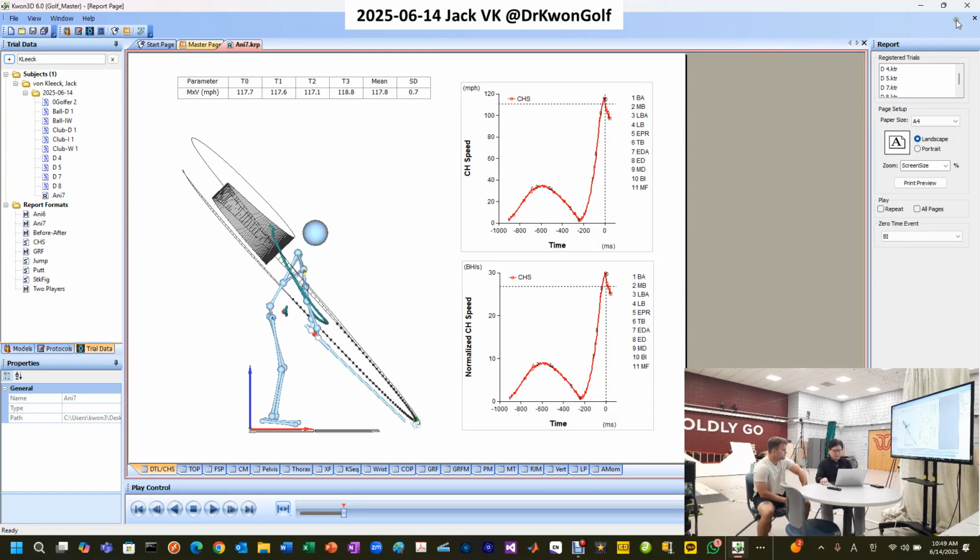So let's start with some general items here. Your speed came out as on average 117.8. This is good for an amateur player. And this is the elite men's average. Elite men includes tour players, college players, and some teaching professionals. The average came out around 110, so you're way above that. Particularly for your height, this is pretty good.